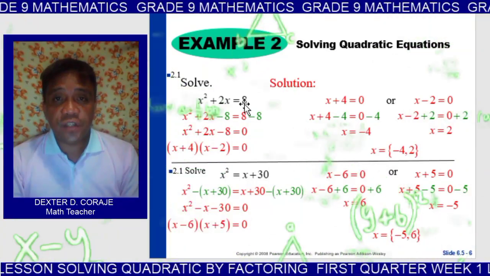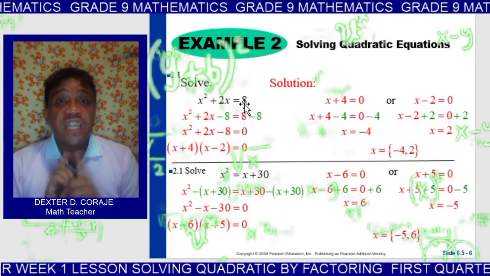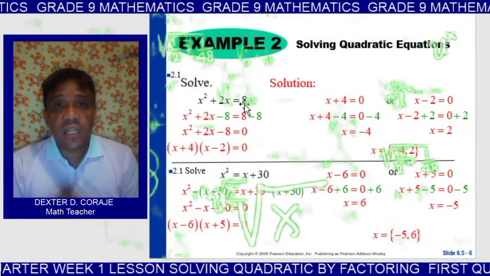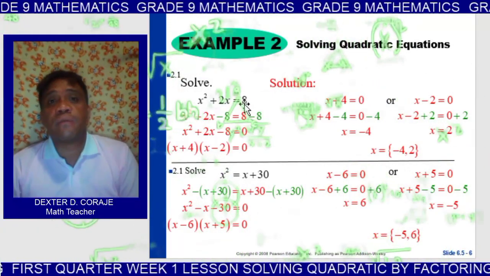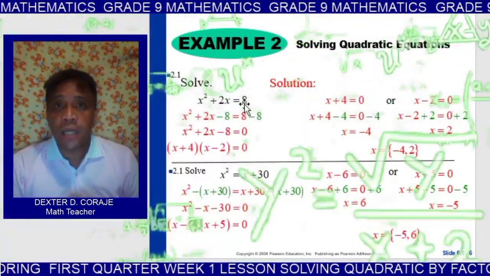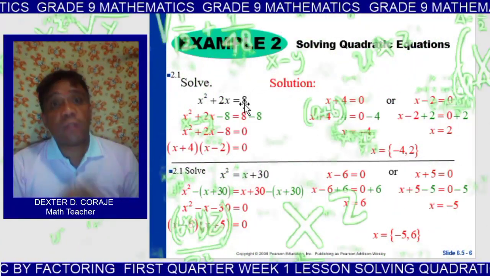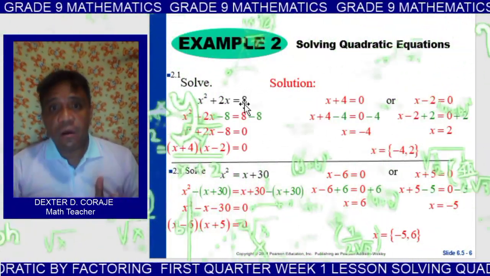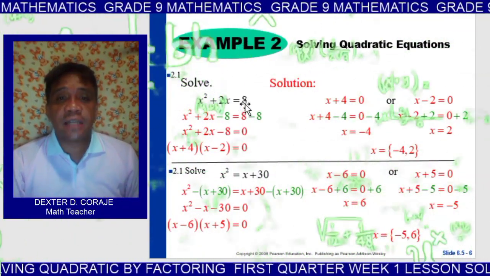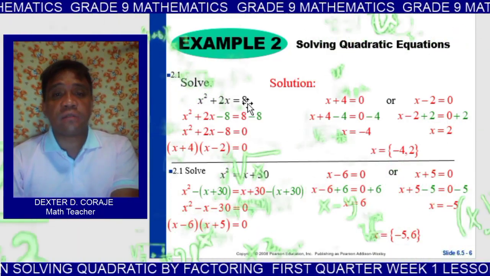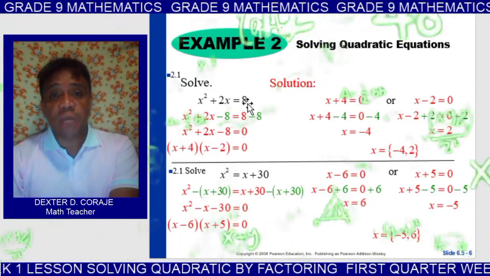So the first thing that we should do in this example is transform it from non-standard form to its standard form, and that must be written as x squared plus bx plus c is equal to 0. Now, since the 8, or the constant term, is on the right side of the equation, we're going to move this 8 from the right side to make it 0.